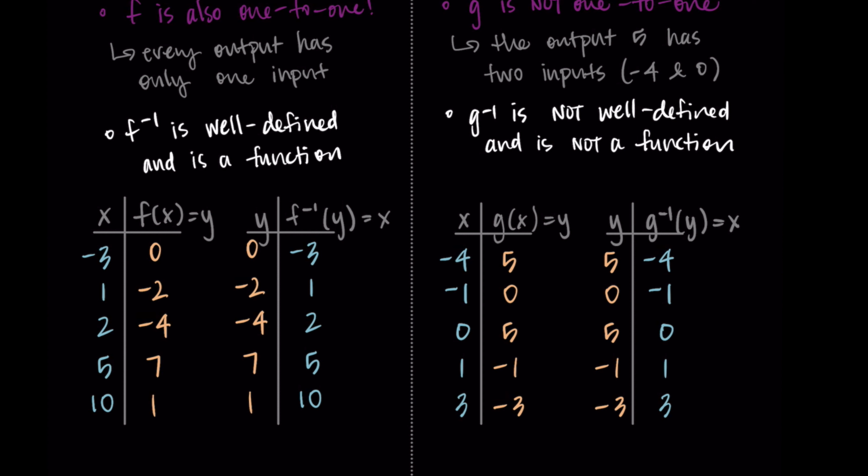So now we can look at our new tables for the inverses. For f inverse, I'm seeing that all of the inputs have only one output, meaning that f inverse is a function. But when we look at the table for g inverse, we see that some of the inputs have multiple outputs. So the input of 5 has two outputs, meaning g inverse is not a function. So what you can do is just swap these inputs and outputs and then use your normal way of checking whether something is a function or not by looking to see if every input has only one output.